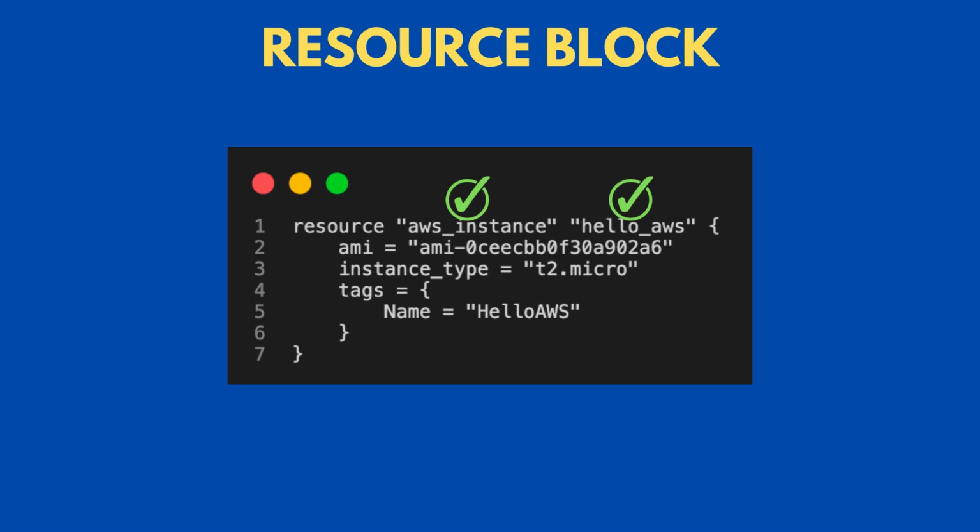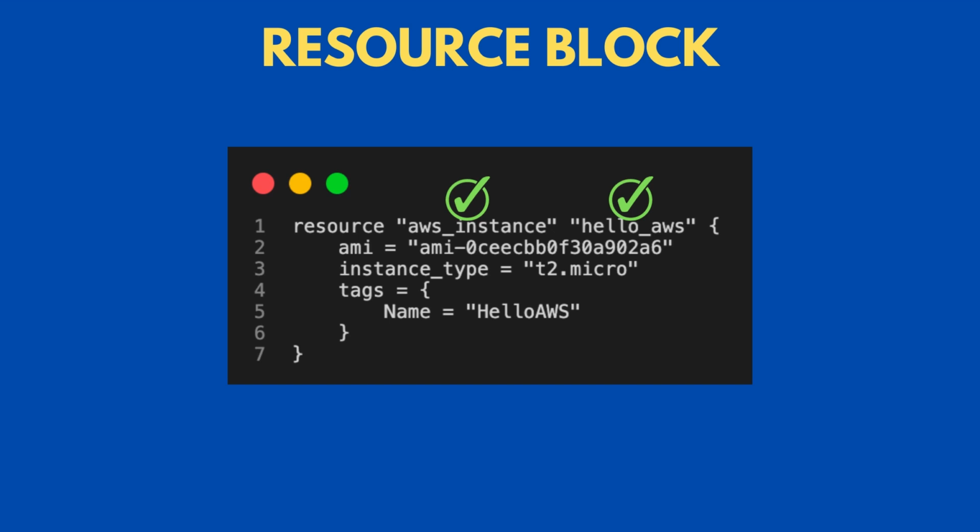In this example, the type is aws_instance and the name is hello-aws. The name is just for reference within the module scope and has no special significance. However, the type and name together make a unique resource identifier. Each resource takes some inputs. In this case, the inputs are the AMI ID, which is the image used to create the EC2 instance.